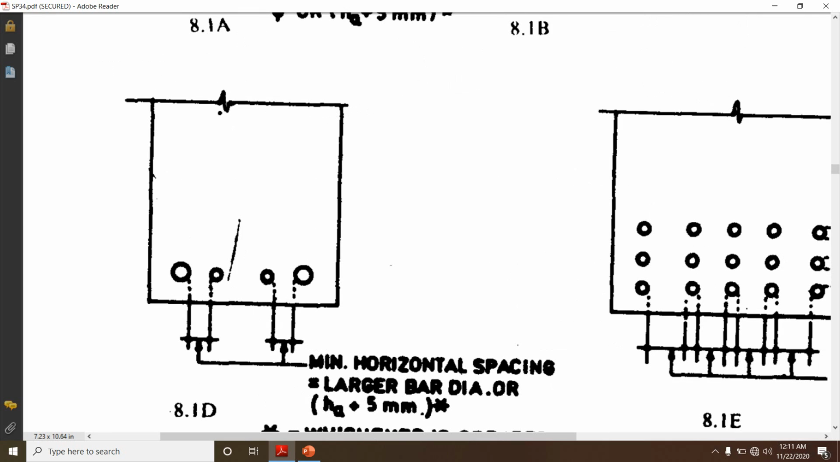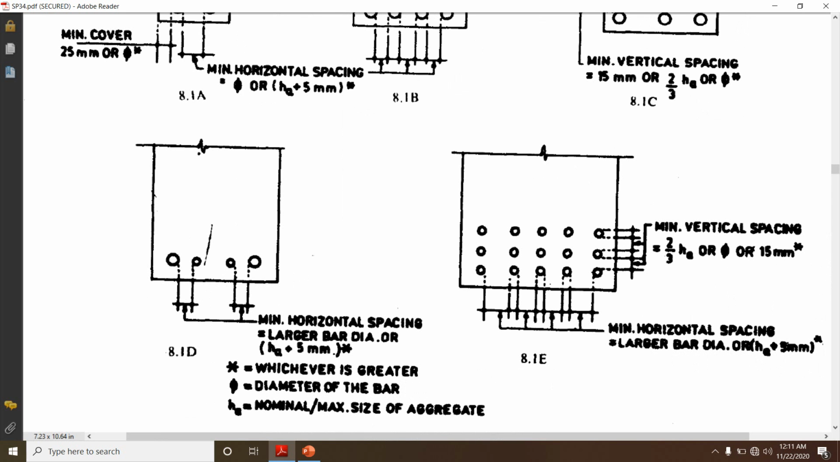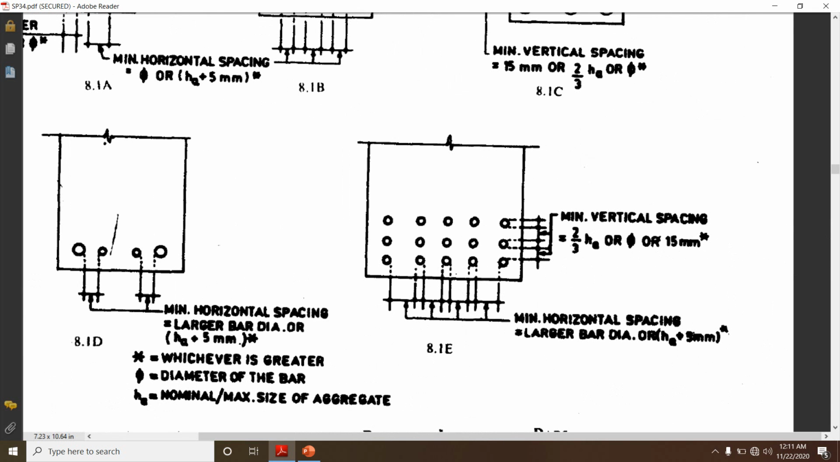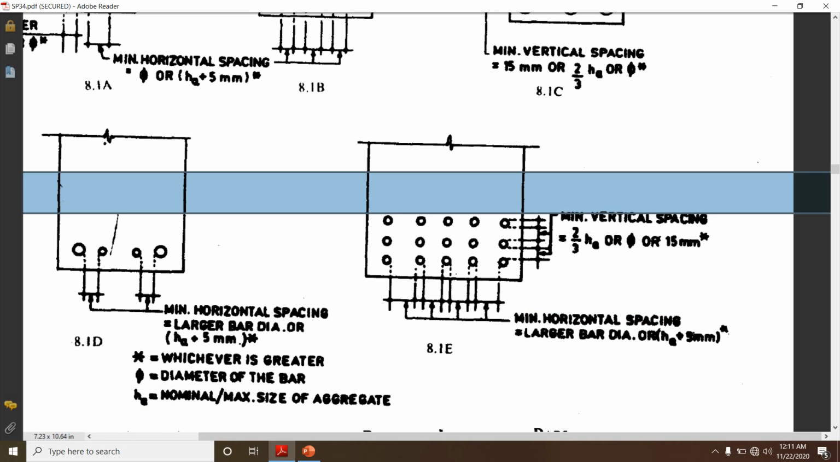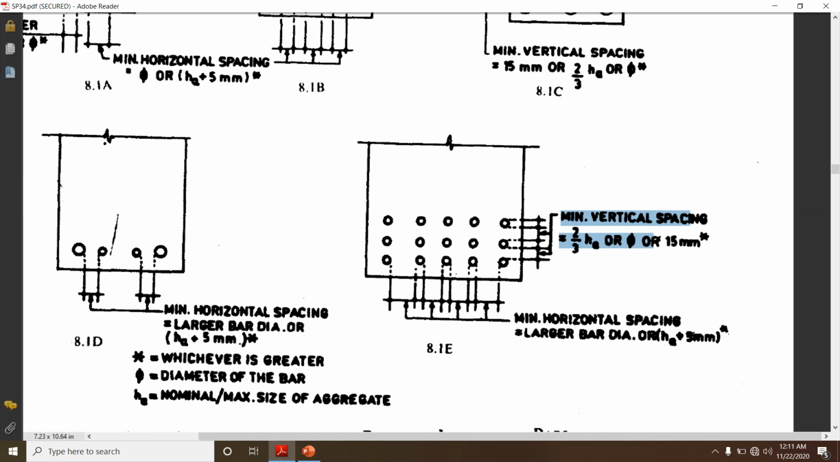Similarly, in this figure they have shown larger diameter bars and smaller diameter bars, and then they have shown the bars in different layers. So they have given the minimum horizontal spacing as well as the minimum vertical spacing. You can see the dotted lines here, the minimum vertical spacing between the bars. These are the criteria which have to be satisfied, and the minimum horizontal spacing between the bars has to be satisfied.